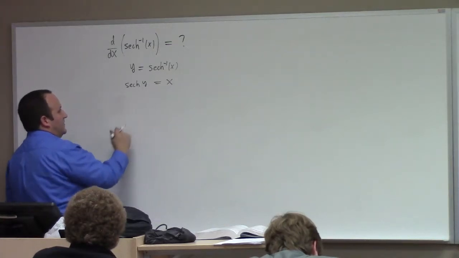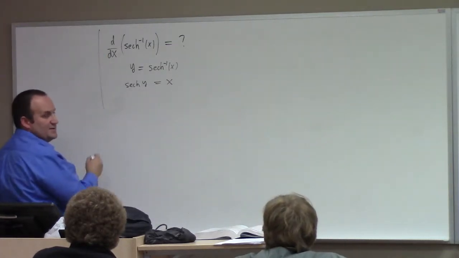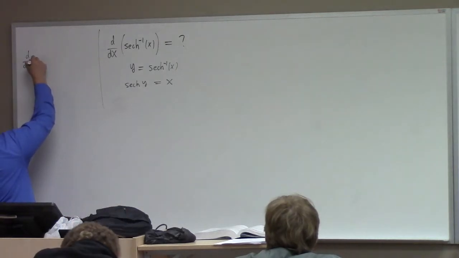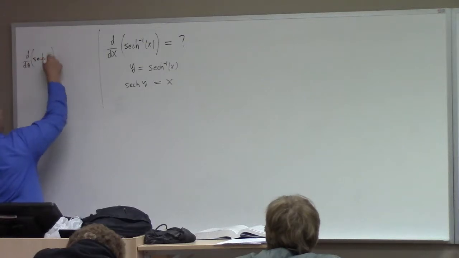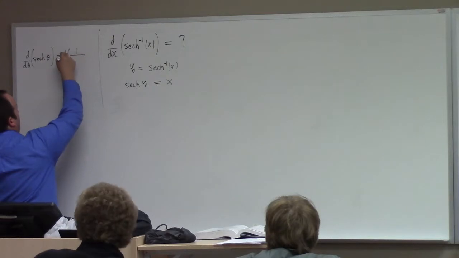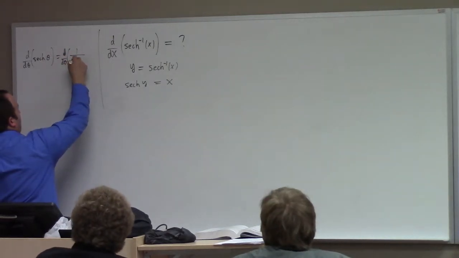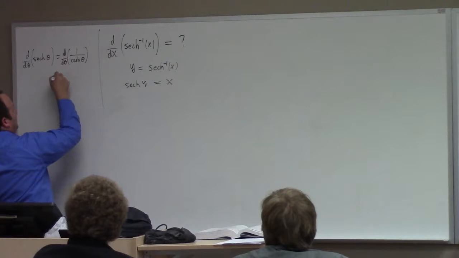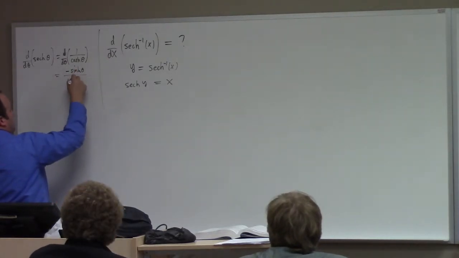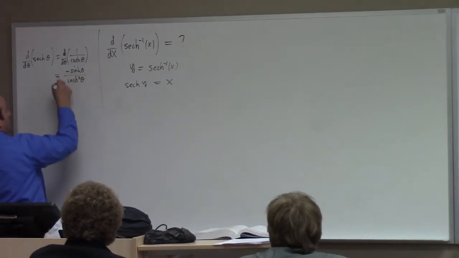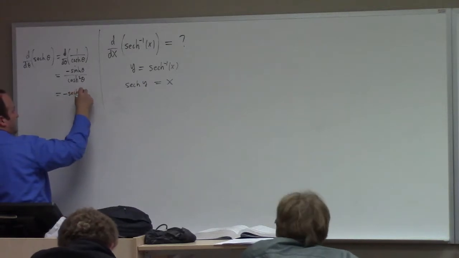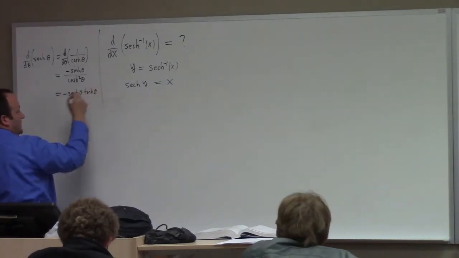So sidebar, I forgot. What is d/d theta of secant theta? That's 1 over cosh theta. So that's minus sinh theta over cosh squared theta by the chain rule. And so we got minus hyperbolic secant theta, hyperbolic tangent theta.